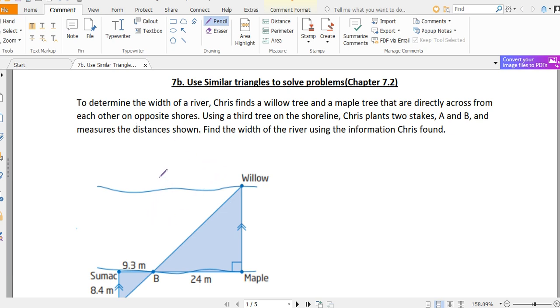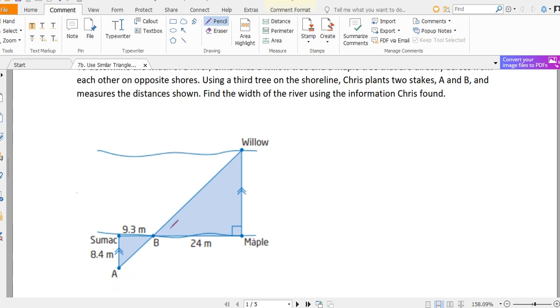To determine the width of a river, Chris finds a willow tree and a maple tree that are directly across each other on opposite shores. Maple, willow. Using a third tree on the shoreline, right here, B, the sumac, Chris plants two stakes, A and B. So here are two stakes, and measures the distances shown. So Chris is on this side, realizes that these two are directly opposite to each other, and then he plants a stake there, and there's a tree there.